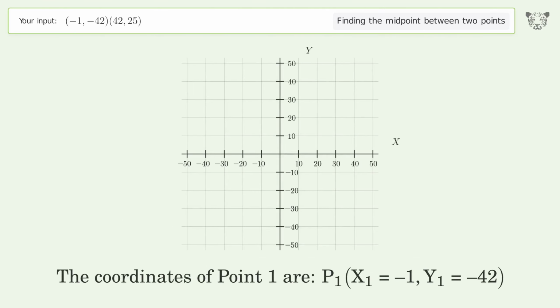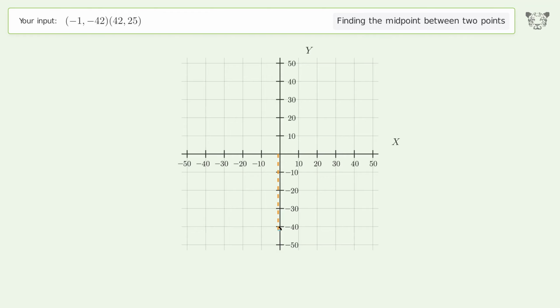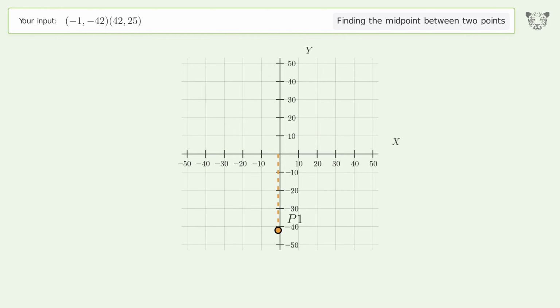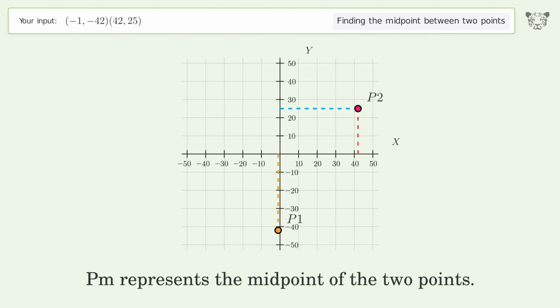The coordinates of point 1 are x1 equals negative 1, y1 equals negative 42. The coordinates of point 2 are x2 equals 42, y2 equals 25. PM represents the midpoint of the 2 points.